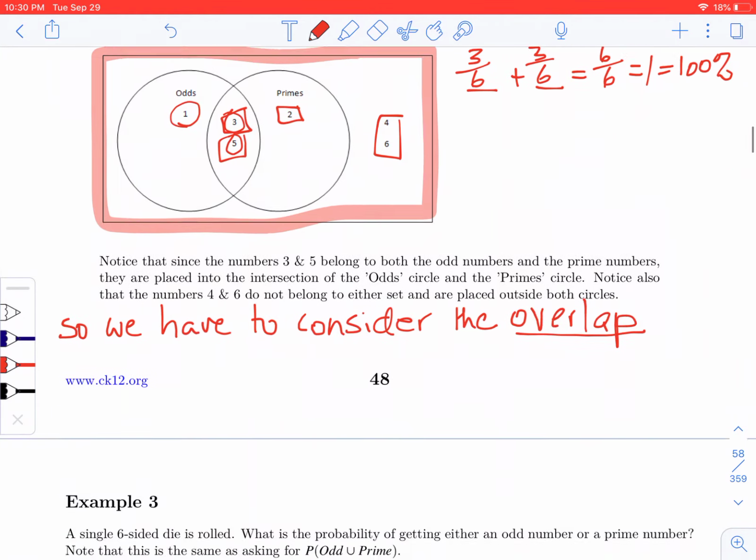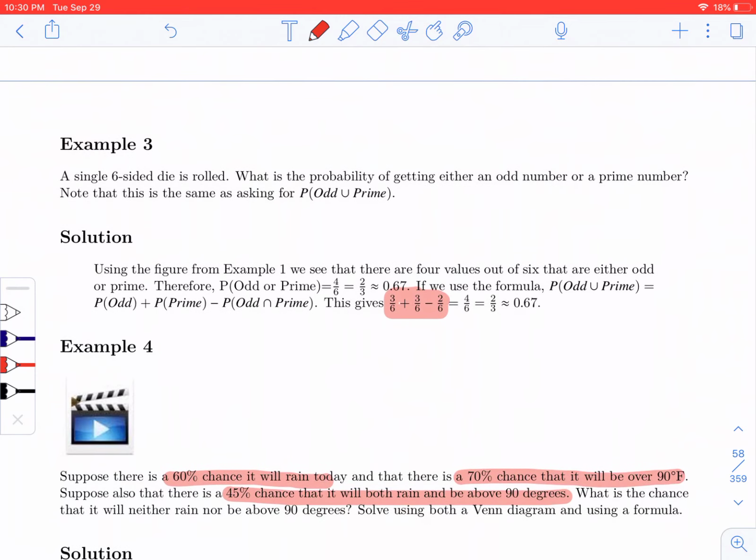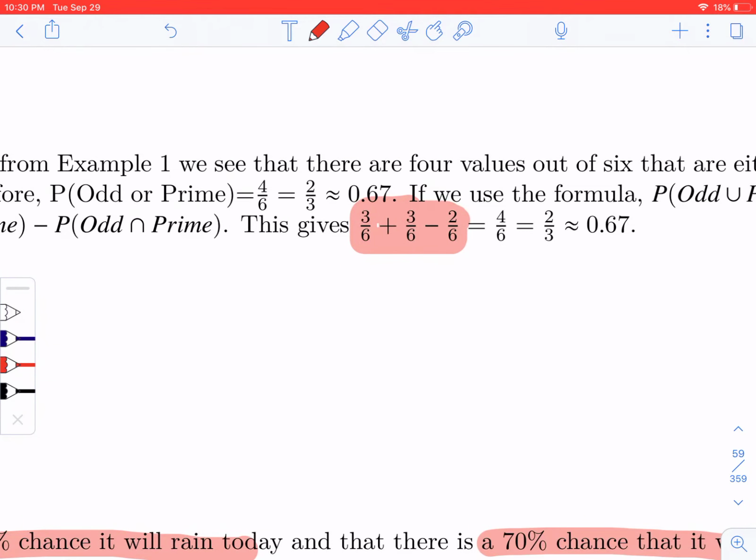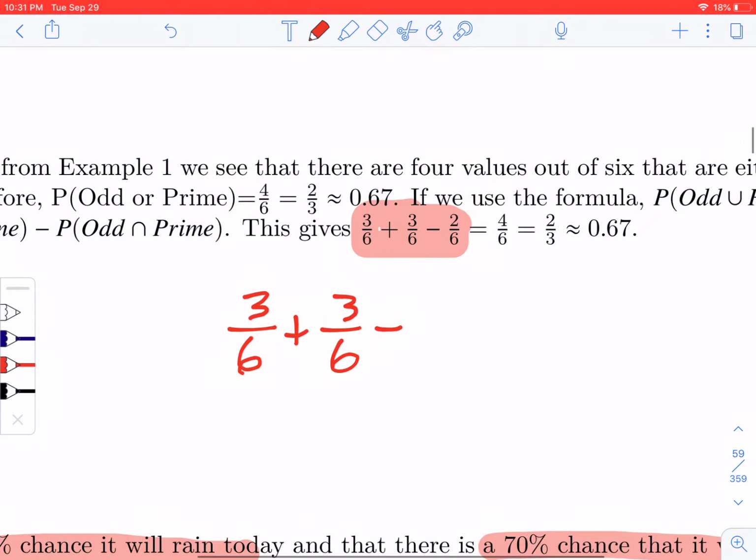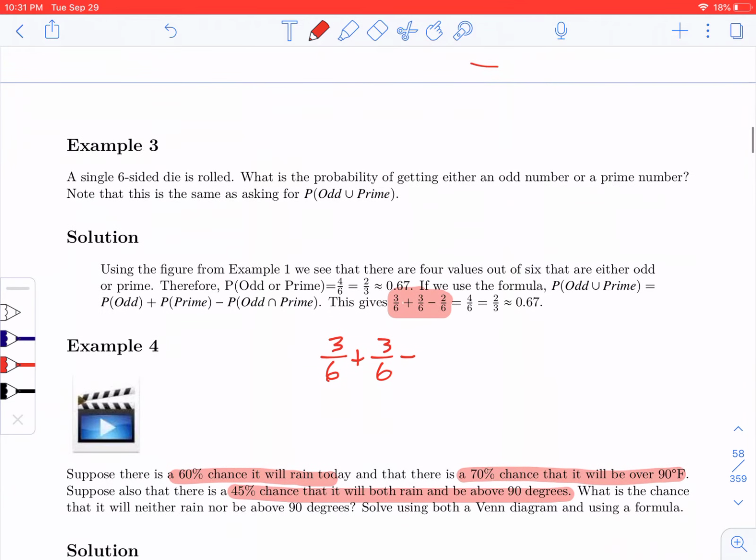So here goes, take 2, same problem. We take the probability of the first, 3 out of 6, the probability of the second, also 3 out of 6. But now I subtract the overlap. There are 2 items, remember, 3 and 5, that were in both sets. So I subtract them out. Now I do the math. 3 plus 3 is 6. Minus 2 is 4. 4 out of 6. There's my probability. The probability is 2 out of 3.